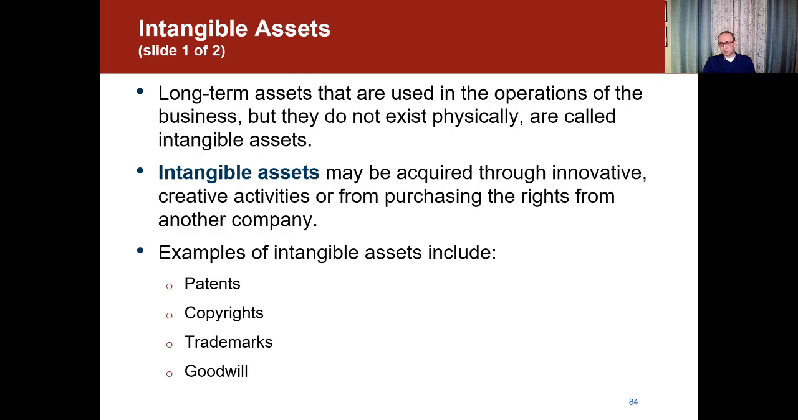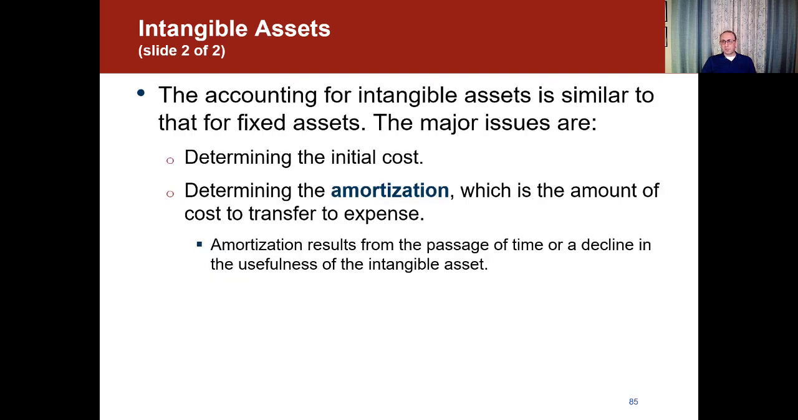So what are some examples of intangible assets that we need to know? Patents, copyrights, trademarks, and goodwill. These are the common forms of intangible assets that we'll see, and we'll see how they are used in accounting. So the accounting for intangible assets is similar to that for fixed assets. The major issues are determining the initial cost, and the second thing is determining the amortization, which is the amount of cost to transfer to expense.